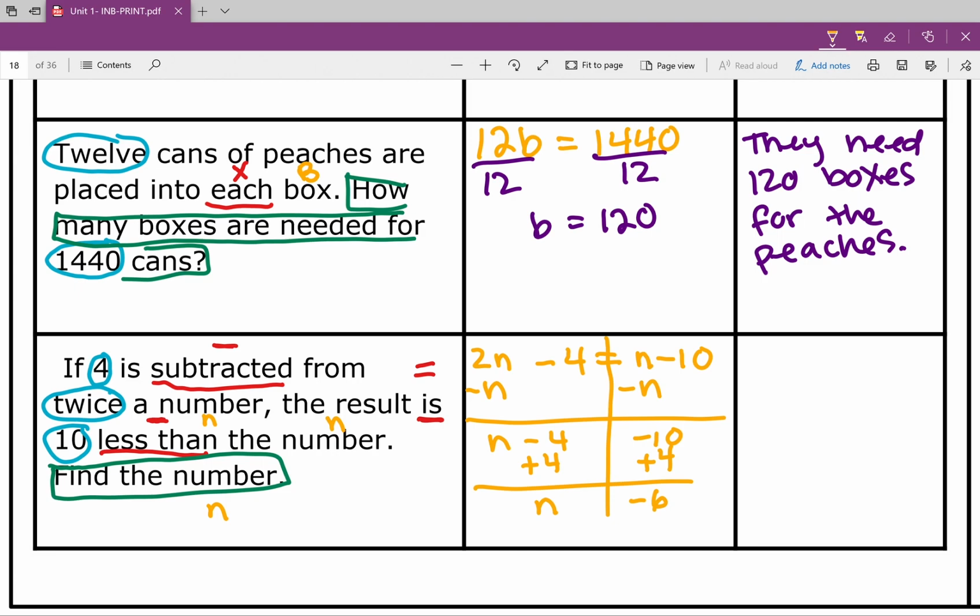So if I was to write this in a sentence, because now I'm doing the solving part, see I solved, I did all the steps, I got n equals negative 6 right here. Now for my sentence, I have to write the number is negative 6.